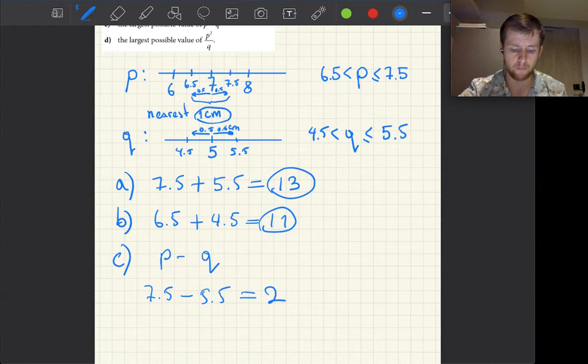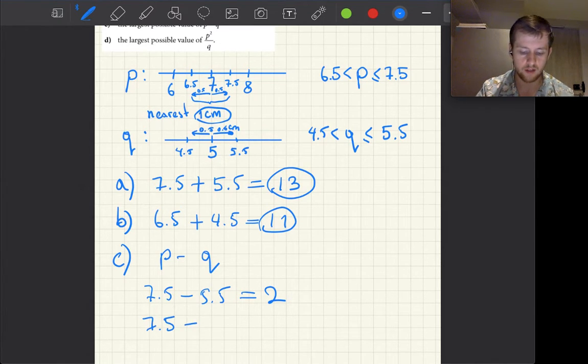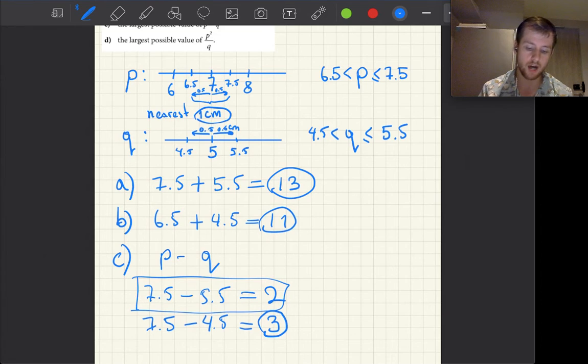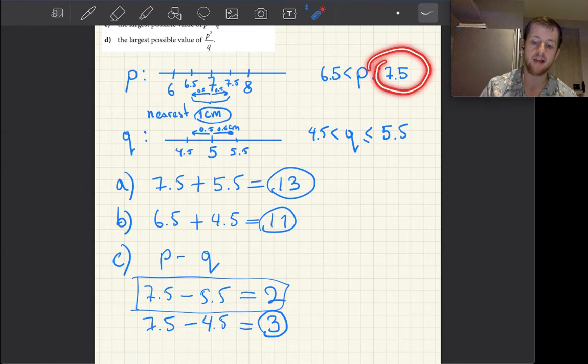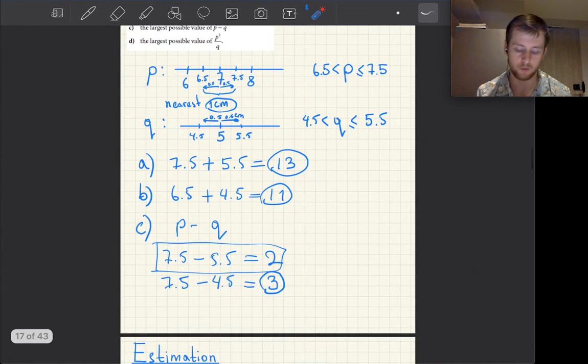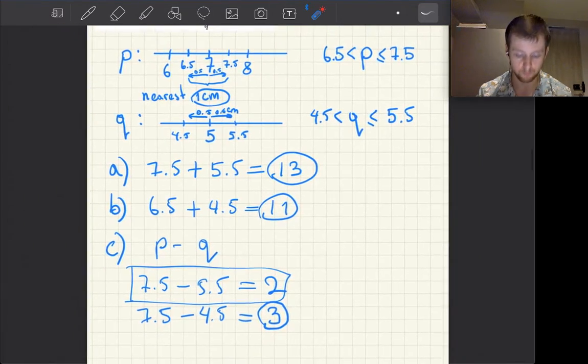But then, wait a minute. What if we do the upper bound of P and the lower bound of Q, right? We would get actually a bigger answer. So this is the largest value. This is larger than what we get when we just subtract upper bounds. So here actually what we have to do is take upper bound of P and a lower bound of Q, and subtract them to get the answer, which is 3. That's the largest possible value of P minus Q.